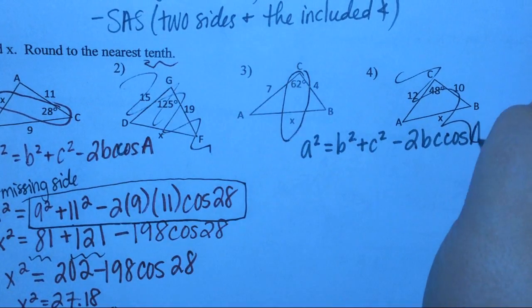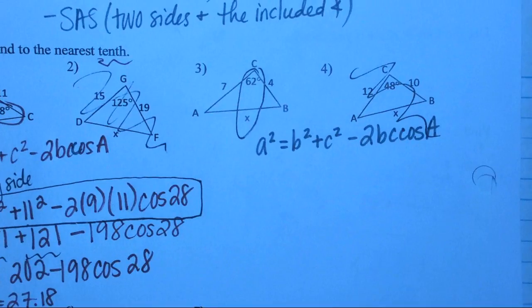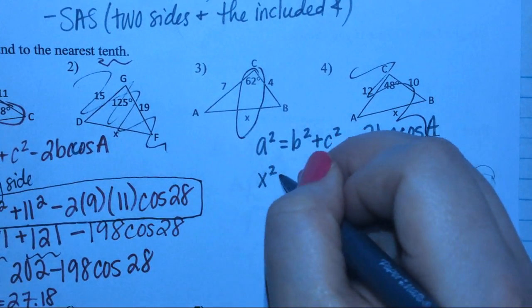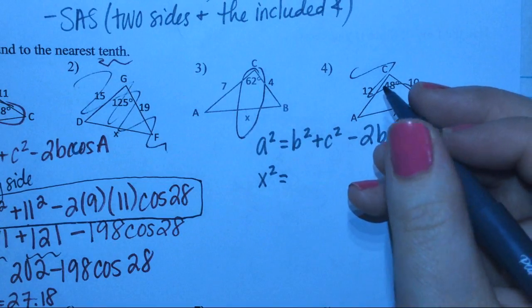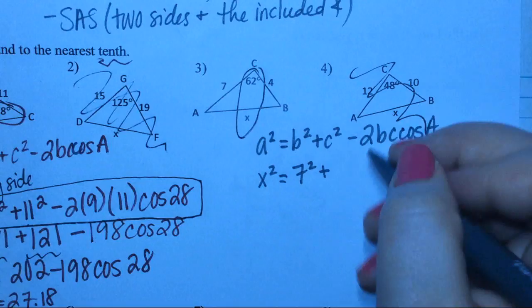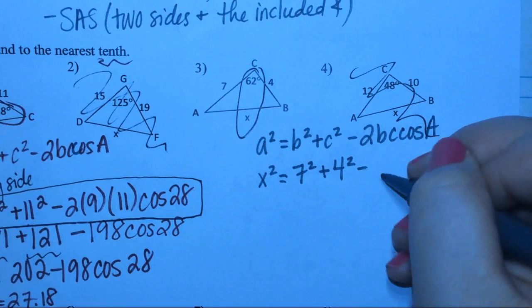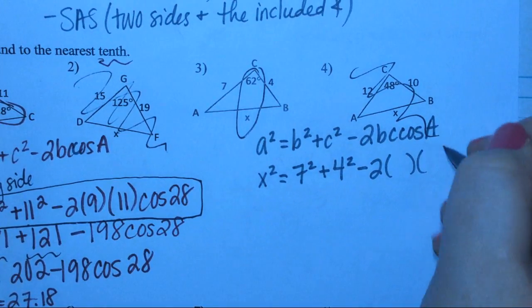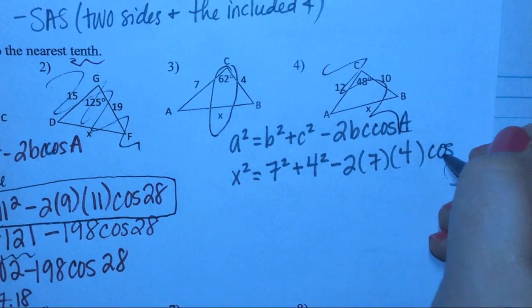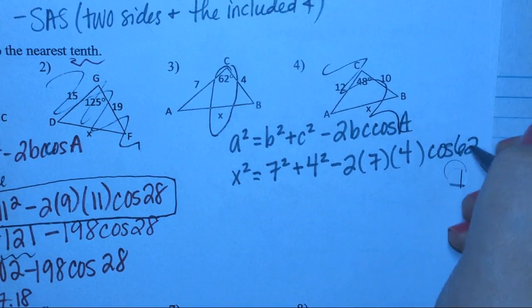Cosine of A. Okay, so again, I'm missing a side. So I get to put x squared equals, what should I put for the B? Okay, 7 squared. What should I put for the C then? 4 squared. Minus 2, what do I put? 7, 4, and then cosine of what? Okay, perfect.